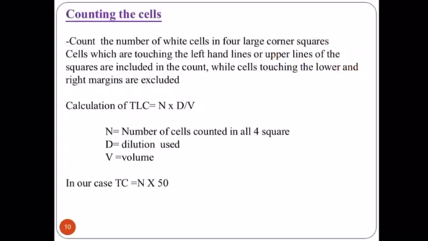Now the formula for the total leukocyte count is N times D by V. N means the number of total cells counted in all 4 squares, D is the dilution used, 1 in 20, and V is the volume. In our case, total leukocyte count equals the number of total cells times 50, and then we can get the result.